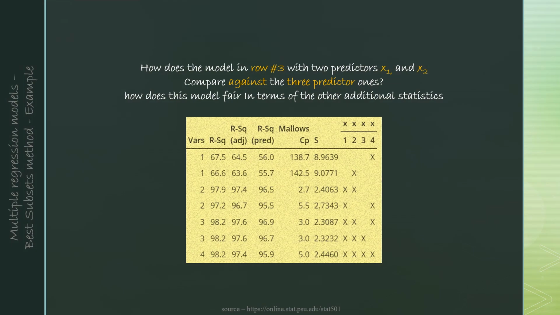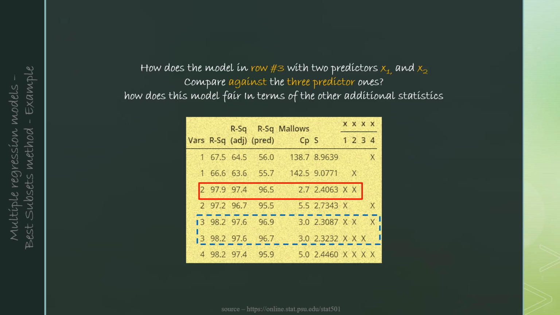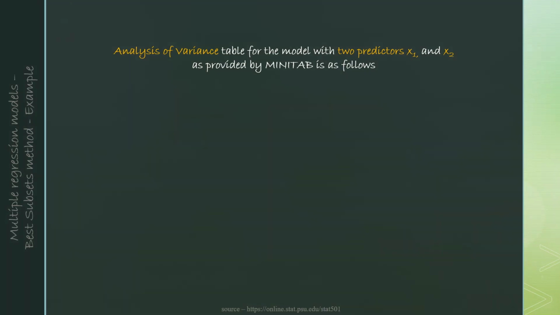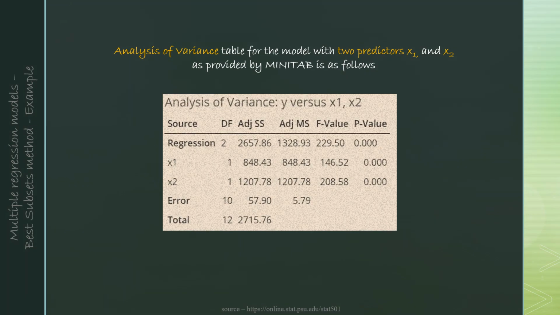Finally, how does the model in row number 3 with 2 predictors x1 and x2 compare against the 3 predictor ones? Let's check how this model fares in terms of the other additional statistics. Analysis of variance table for the model with 2 predictors x1 and x2 as provided by Minitab is as follows. P-values are almost 0 with healthy f-statistic values. That's what we see.